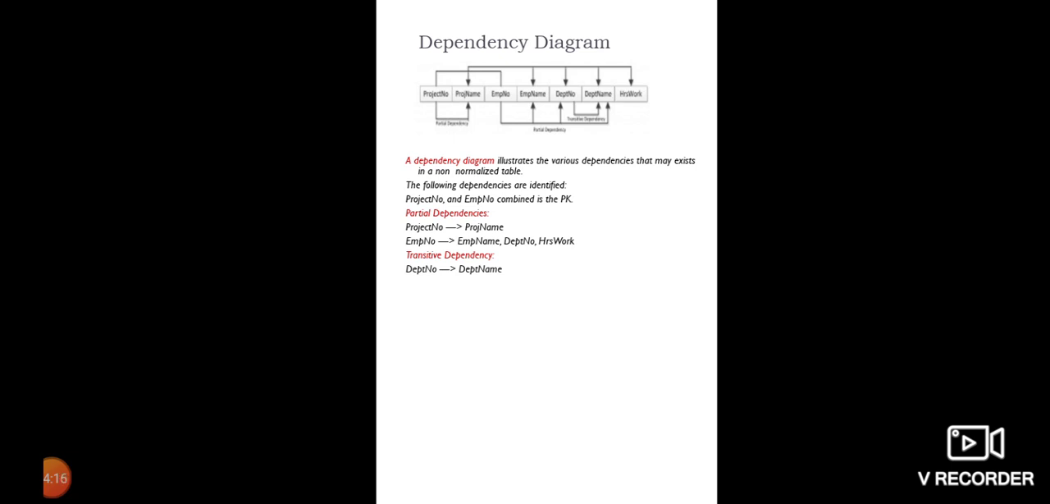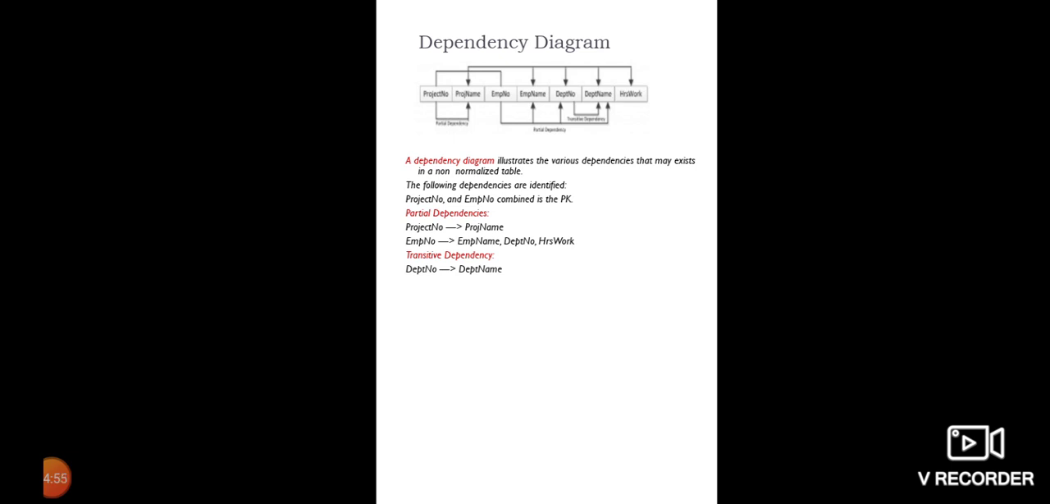What does partial dependency mean? Only one of the primary keys is dependent, whereas the other primary key is not dependent, so it shows partial dependency. Employee number, on the other hand, is another primary key. Employee name, department number, and hours of work, all these columns are dependent on employee number, but the project name is not dependent on employee number. So this also exhibits partial dependency. It's not exhibiting full dependency.